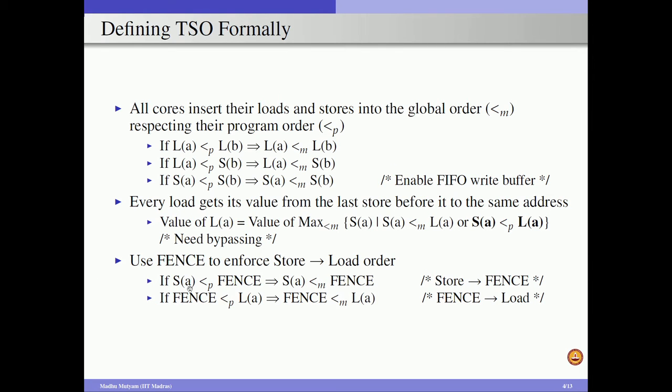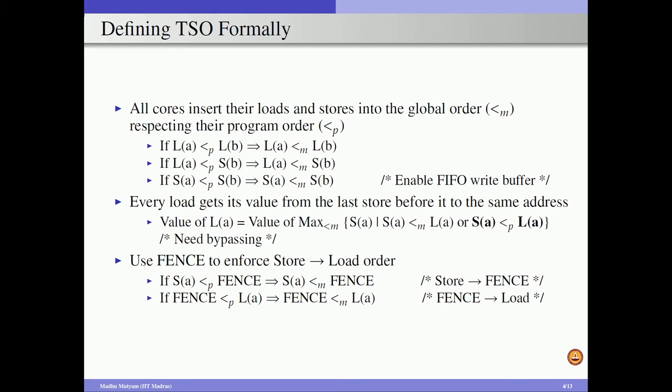For example, if there is a store instruction to a memory location A which is coming before this fence instruction in the program order, in the global order also the store instruction will come before the fence. So effectively we are following the store to fence order, and similarly if there is a fence instruction coming before a load instruction from a memory location A in the program order, then the same thing will be reflected in the global order also. So fence will come before the load instruction in the global order. So that is going to say fence to load ordering.